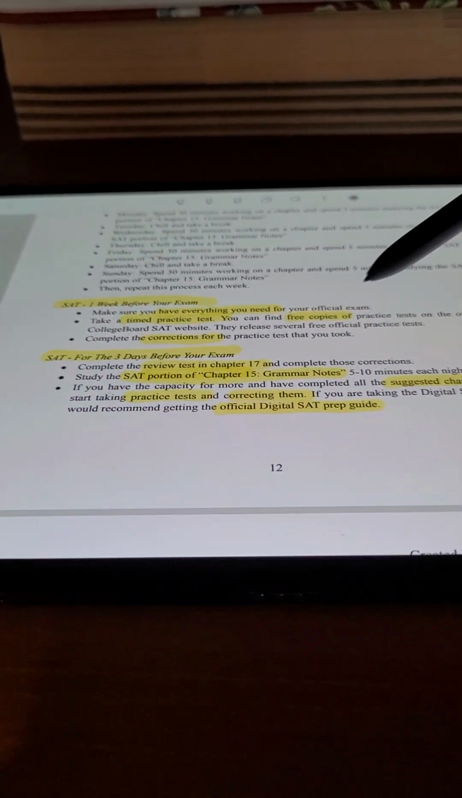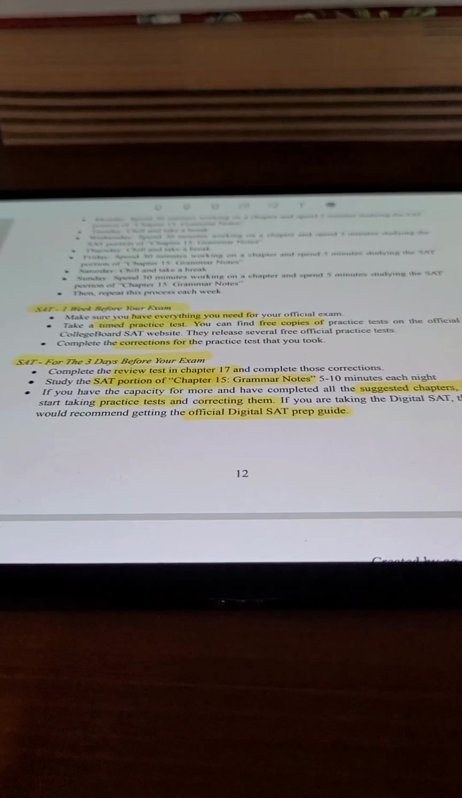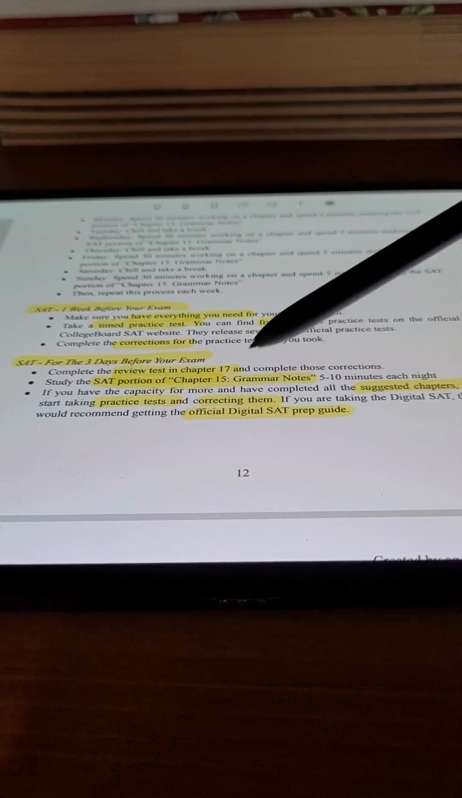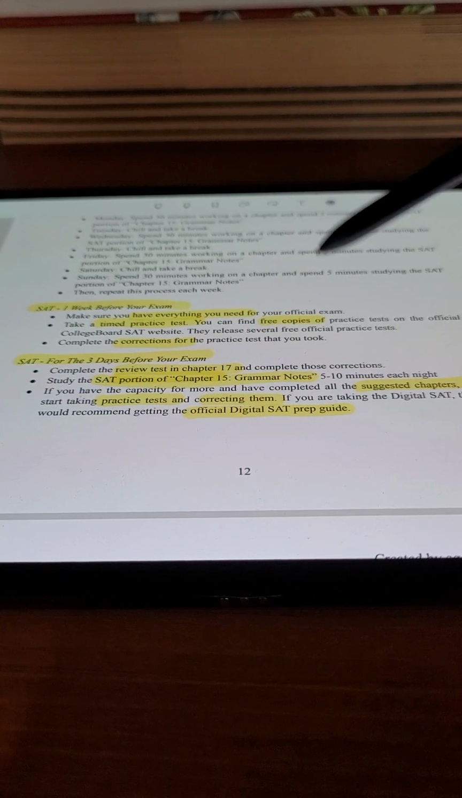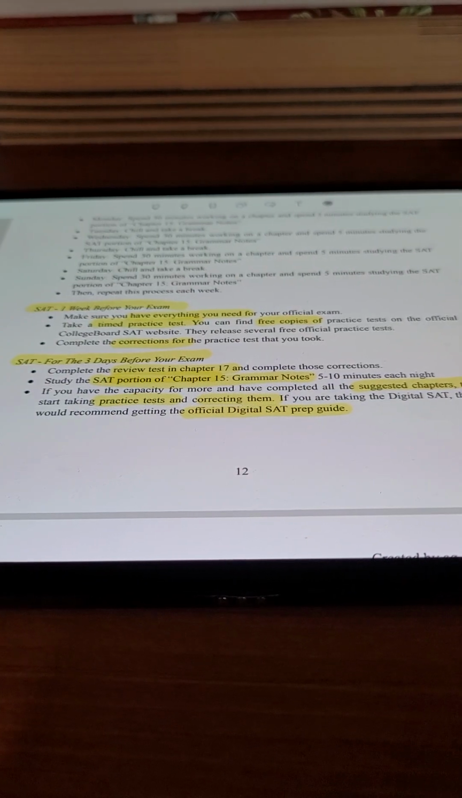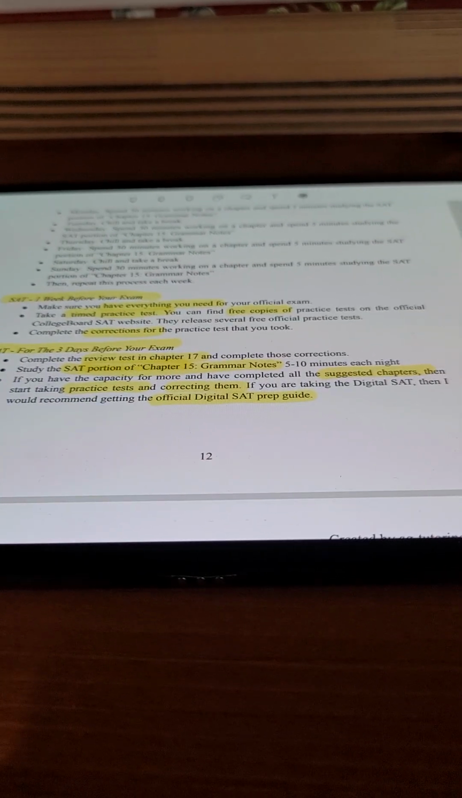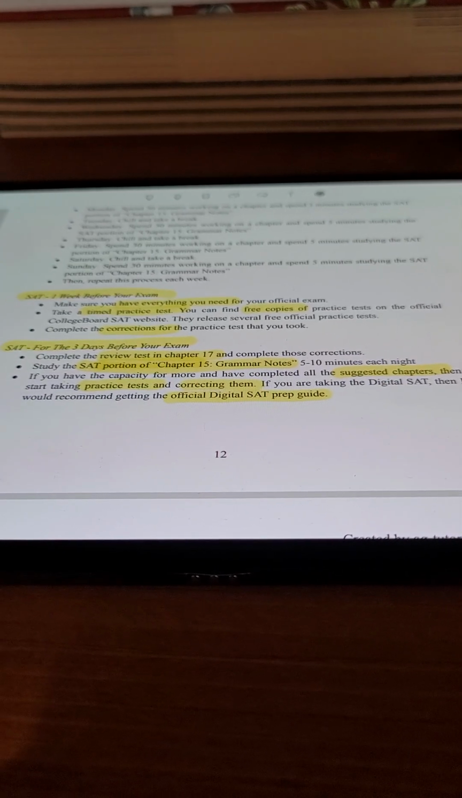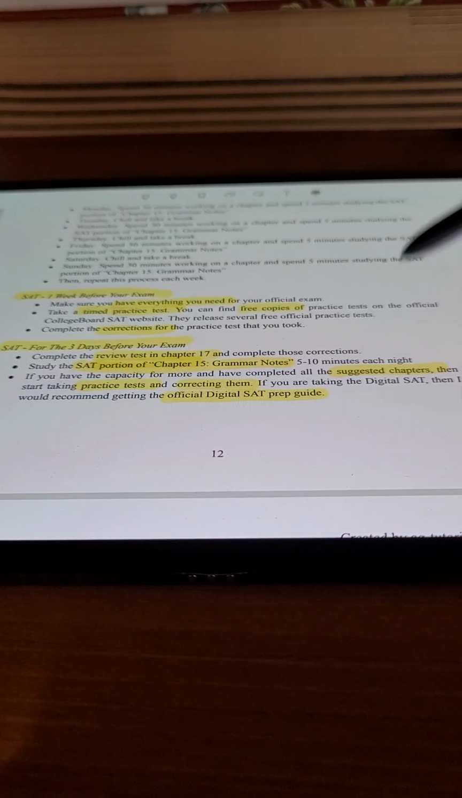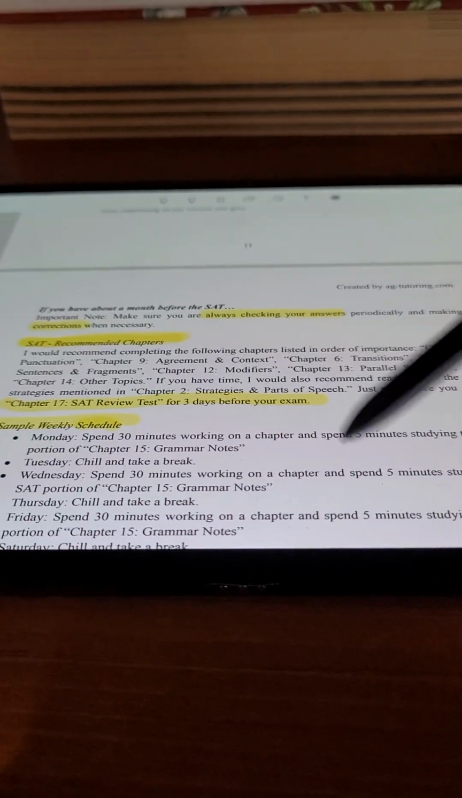And then for 3 days before the exam, as I already mentioned, do the review test in chapter 17, and then review the SAT portion of the chapter 15 grammar notes for 5 to 10 minutes each night. And then if you still have time to do more, I would complete all the chapters in the suggested chapters portion, or recommended chapters portion, right over there. And then just start taking as many practice tests as you can and correcting them.